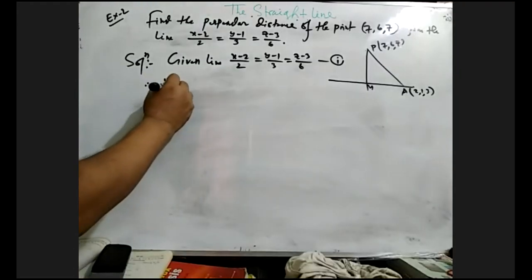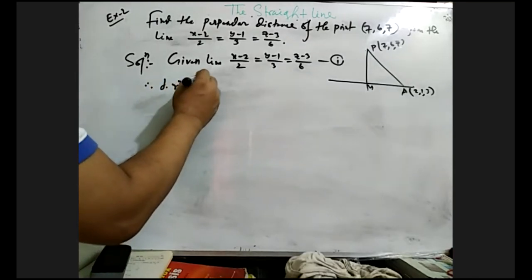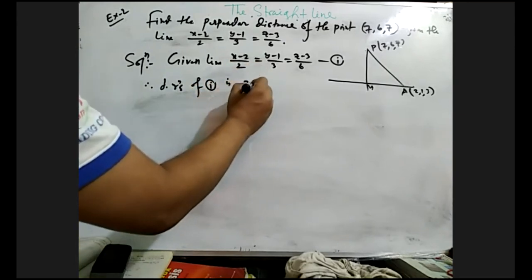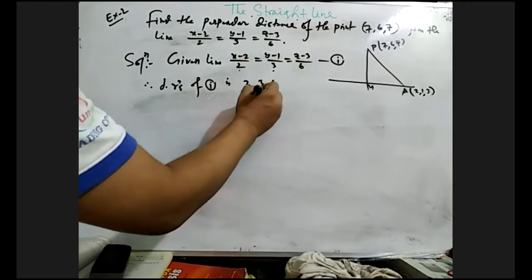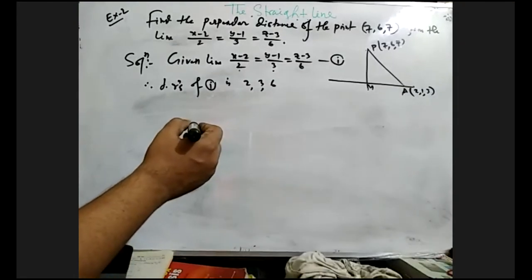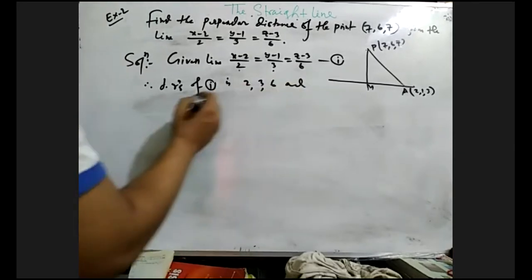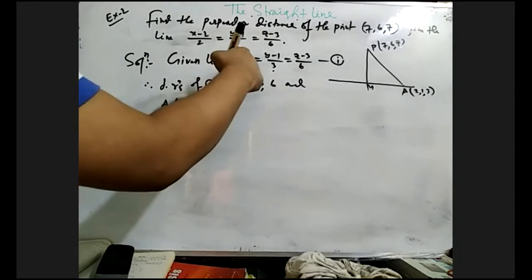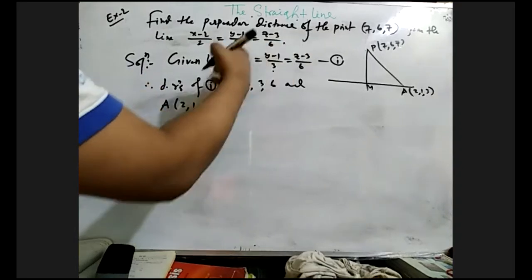Therefore, the direction ratios of the straight line 1 will be 2, 3, 6. Okay, 2, 3, 6. And another, a point A, any point (2, 1, 3). This is x1, y1, z1. Okay, x minus x1, y minus y1, z minus z1. This is the symmetrical form.